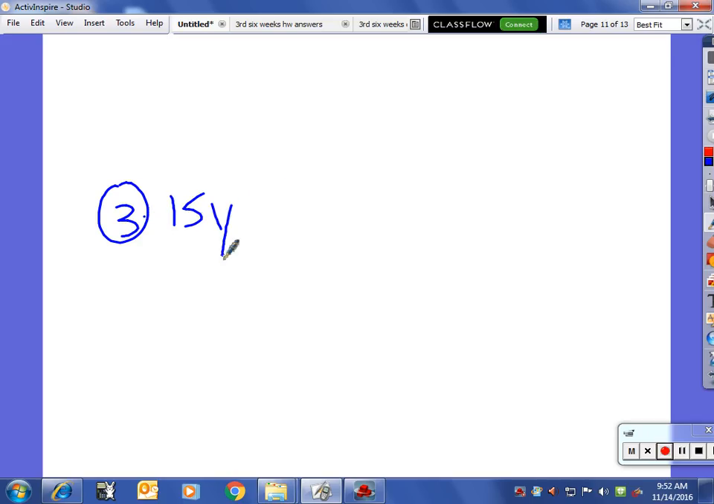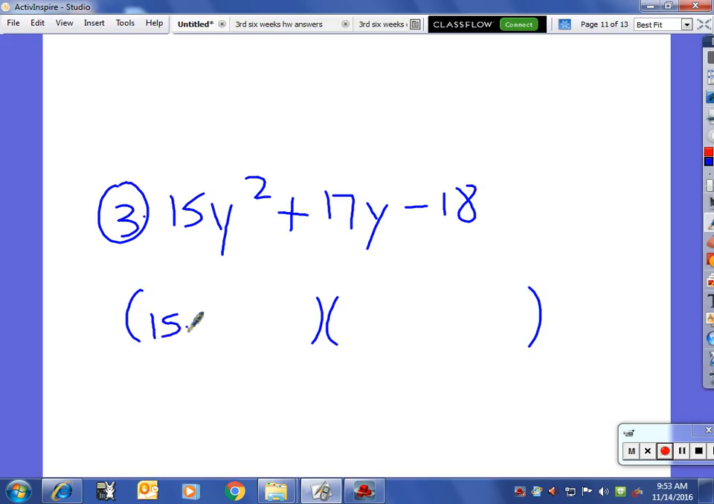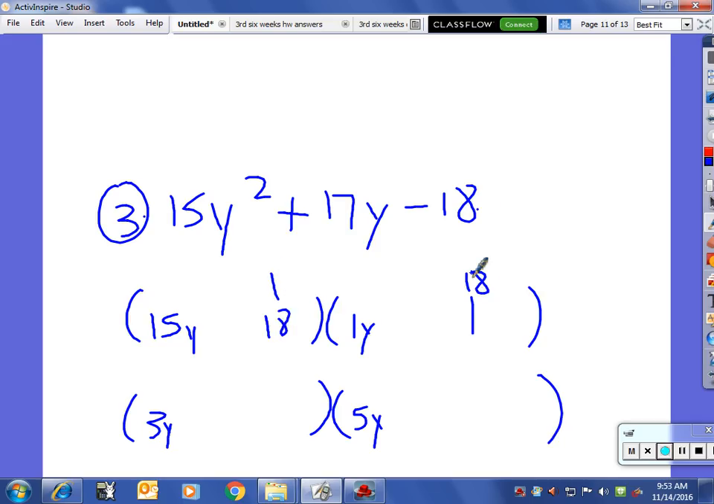15y squared plus 17y minus 18. Now here's where guessing and checking is not going to be fun. Because guess what? For 15y squared, I could either have 15y and 1y, or I could have 3y and 5y. For 18, I could have 18 and 1, or 1 could go here and 18 could go here. Or I could have 6 here and 3 here, or I could have 3 here and 6 here.